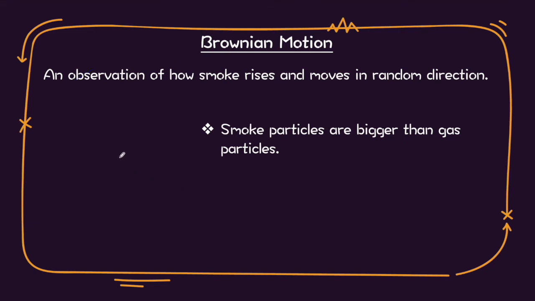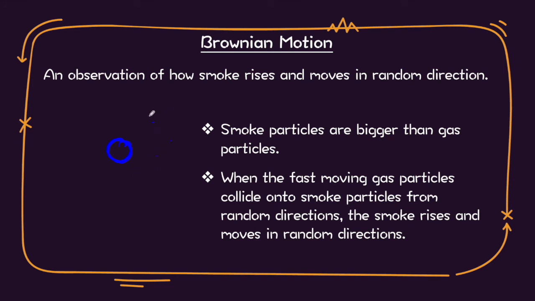Gas particles, remember, are so small, but they move at high speed. So when the fast-moving gas particles collide onto your smoke particle from any random direction, your smoke will be bombarded from side to side and change direction but continue to move up. That's why the movement of smoke looks like a dragon just going up and disappearing. Okay, so these are the important things you must remember for this part.